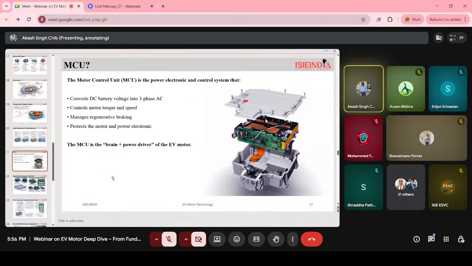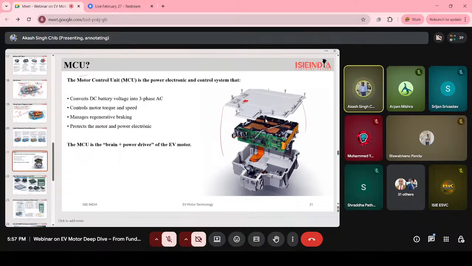Now we will understand the most important part, which is our MCU. As I told you before, this is the brain of our electric vehicle. Just look at how it looks from the outside. There is a design difference depending on the vehicle, which type of MCU, motor control unit, and it also depends on the size and shape of the motor.